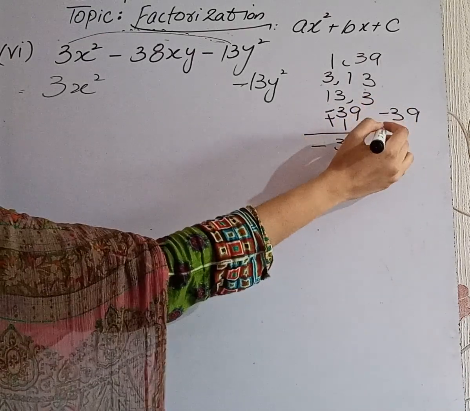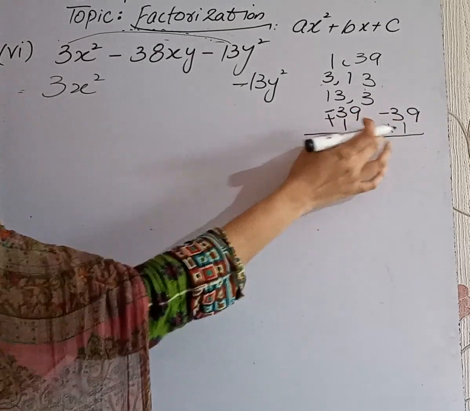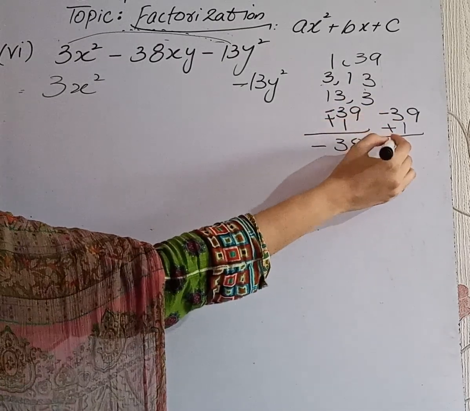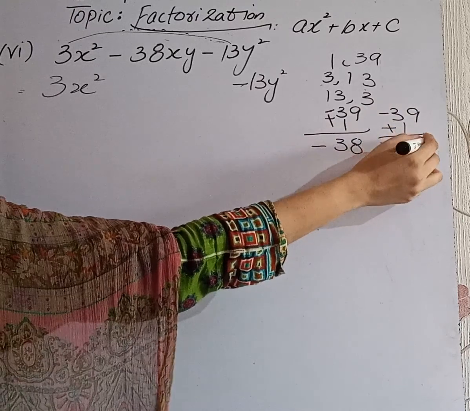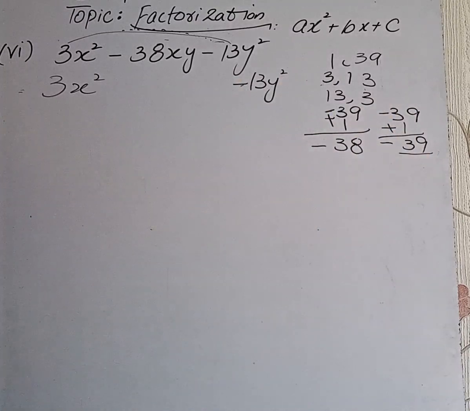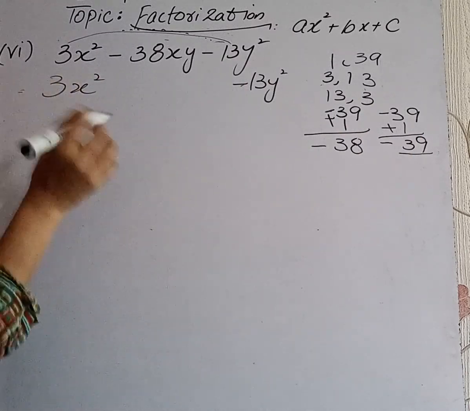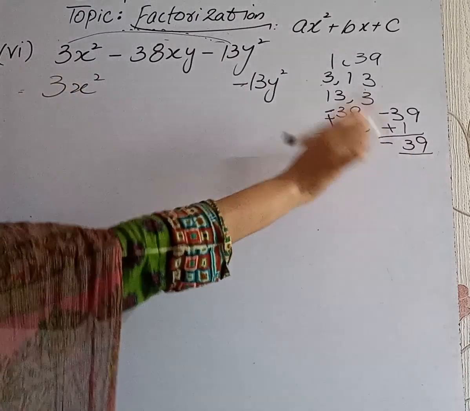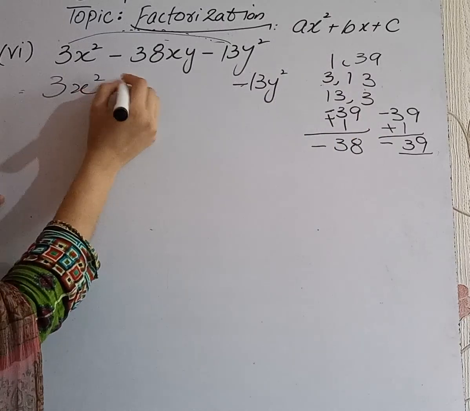This selected pair will be right. The same sign we used over here, minus 139 times minus 39. If both conditions are satisfied, then we can write that pair over here. Minus 39 plus 1. This is minus 39.